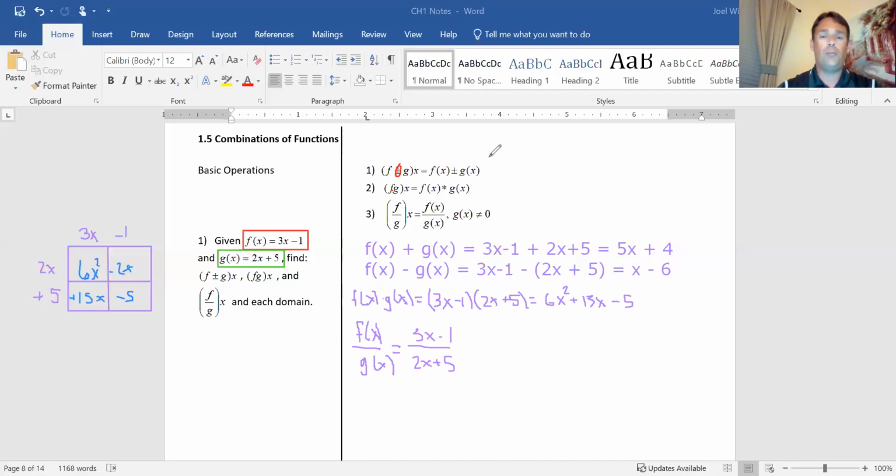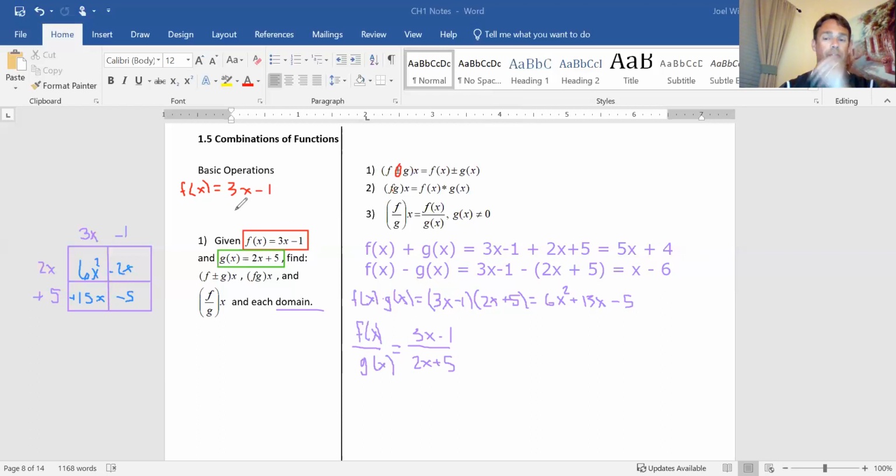Now, the last part we're supposed to be doing is finding the domain for each function. Before you go through and try to figure out the domain, the first thing you have to do is figure out what the domains were for the original two functions. So the original function, f of x equals 3x minus 1, we're going to go back to what we did a couple days ago. And we're looking at it going, all right, is there anything in the denominator, or do we have any square roots?